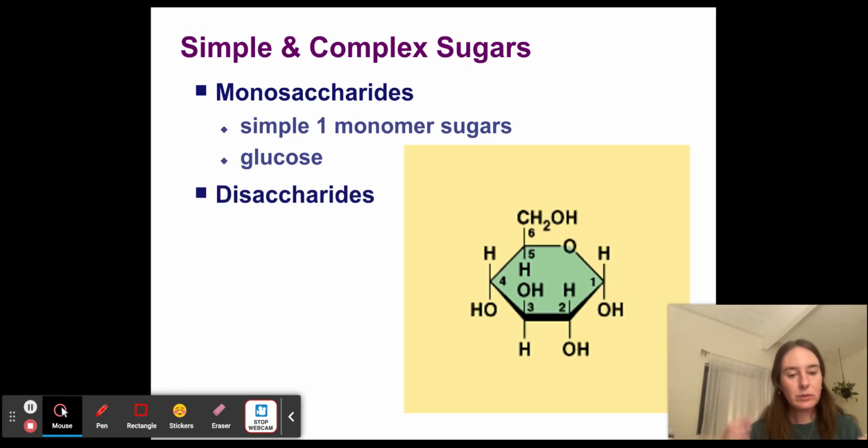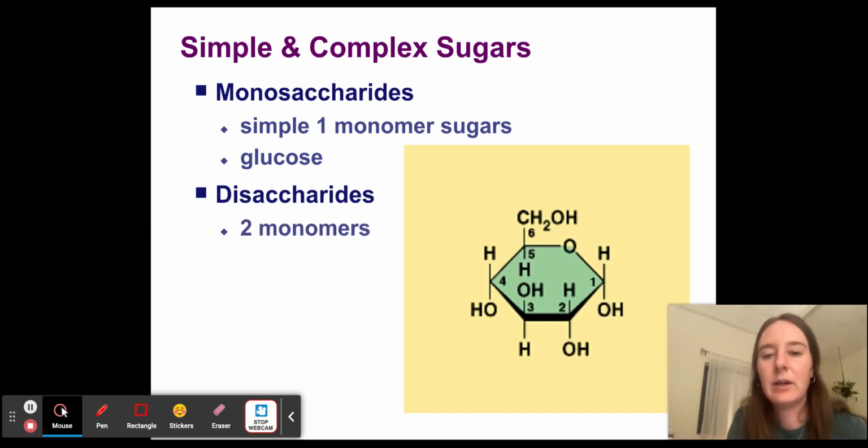Disaccharides is when you take two. So you could take a glucose and a glucose, or a fructose and a glucose, and you bond them together. Di means two. So a disaccharide is two monomers bonded together. An example would be sucrose.